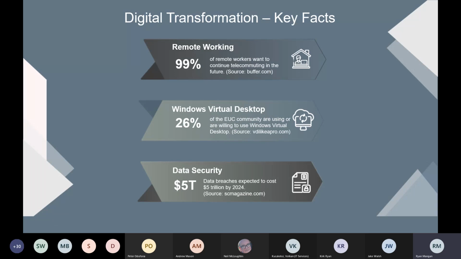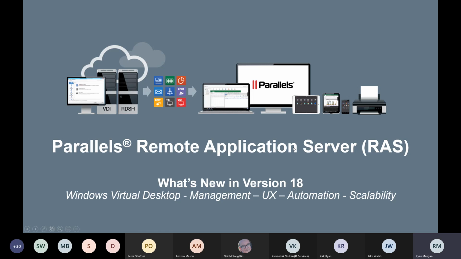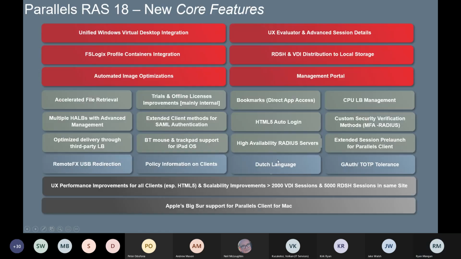And then we'll just start where we mean to go on. Okay. That's what I was talking about, the 3 different points here where we've got the remote working, Windows Virtual Desktop adoption, and data security. And that was just a test to make sure you're all awake. Okay. So Parallels RAS released version 18 in December.